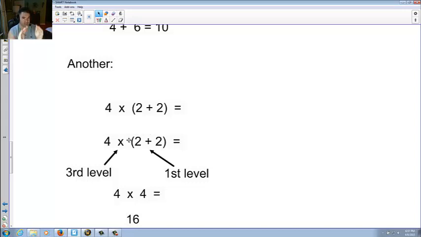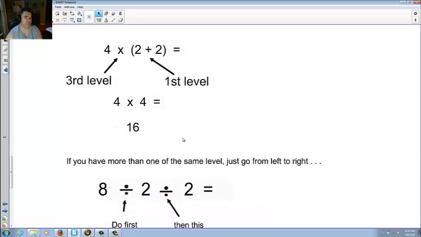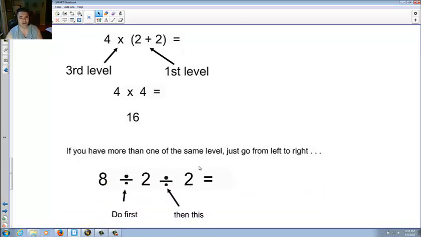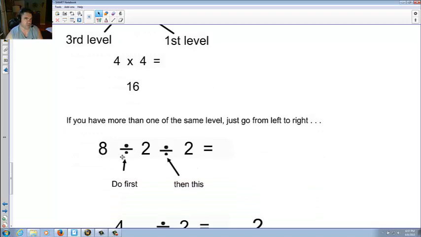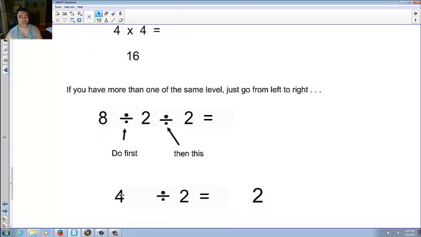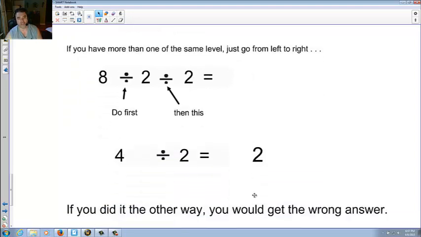So level 1 stuff has to go first, which is what's inside the parentheses. If you have more than one of the same level, remember you just go from left to right. So if you have 8 divided by 2 divided by 2, the first set goes first, which will be 8 divided by 2, which is 4. Then that becomes 4 divided by 2, which makes 2.